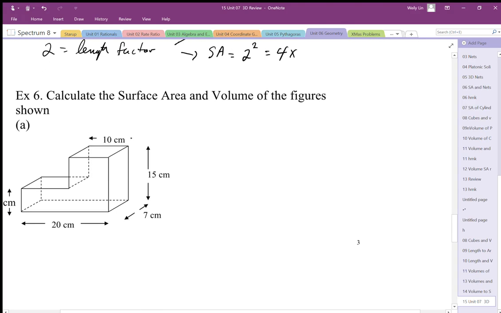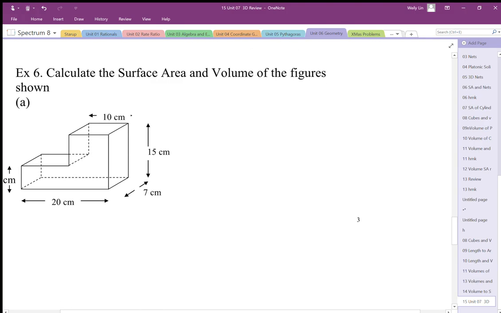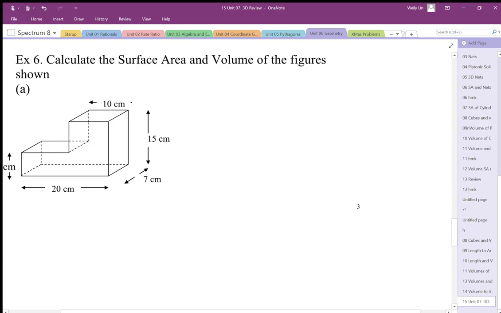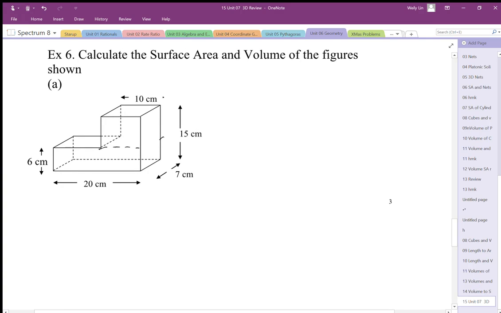Okay, so here's one where we're just calculating. These are kind of the typical problems that we're going to do: calculate surface areas and volumes. I'm going to start with a volume. I'm just going to do the volume in terms of finding an area again, so I'm going to find the area of that face. That's going to be 120 centimeters squared.